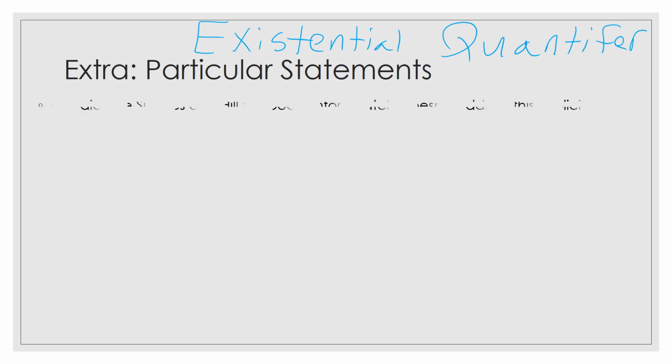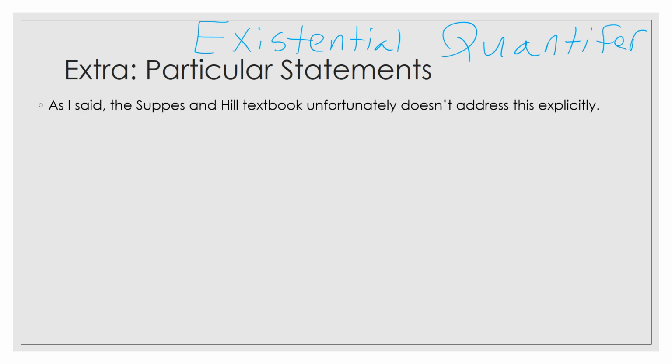Before we conclude this video, let's think a little bit about particular statements. A particular statement will have a so-called existential quantifier. However, as I said, the Suppes and Hill textbook unfortunately doesn't address this explicitly, so we'll address it here and in the future videos as appropriate.